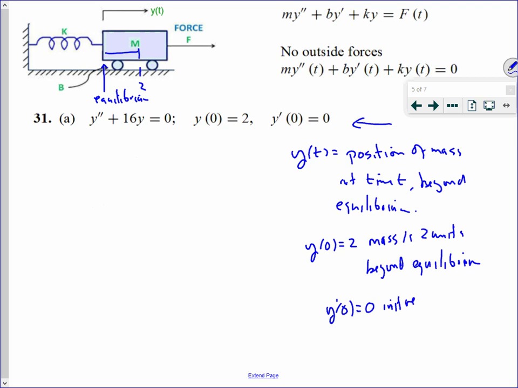Well, when you let go, it's not moving immediately when you let it go. I'm just letting it go. I'm not giving it an extra shove this way or an extra shove that way. So the initial velocity equals 0, so you just let it go. We've pulled it 2 units beyond equilibrium, and I let it go. Okay, so that's what those two things mean.